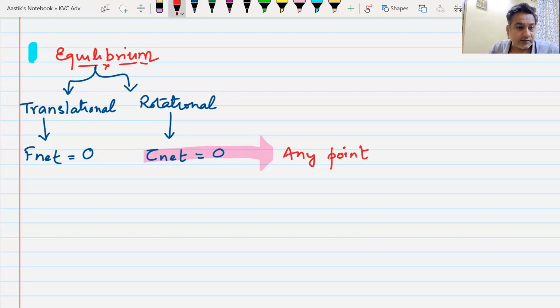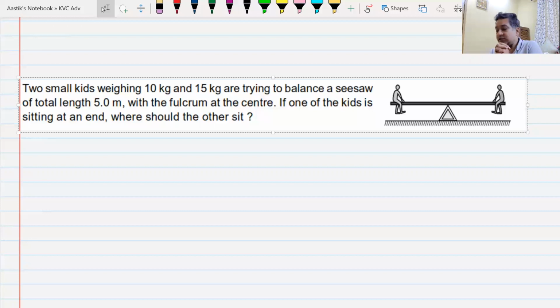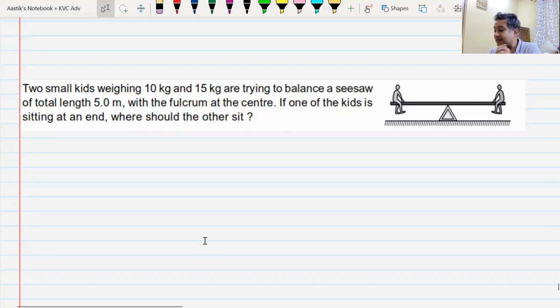let us solve some questions based on this, one or two, and then we can move ahead. And this is the first question, and most of the questions will be like this. Two small kids weighing 10 kg and 15 kg are trying to balance a seesaw. The total length of the seesaw is 5 meters, and the fulcrum of the seesaw is at the center. If one of the kids is sitting at the end, where should the other kid sit?